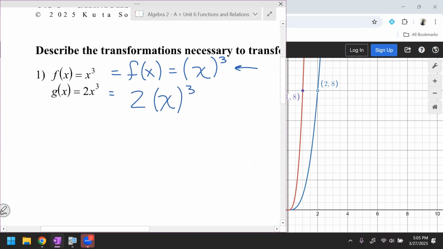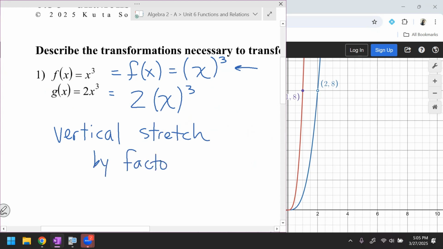And now the 2 we see is outside. It's affecting the output. And so this is a vertical expansion or stretch by factor 2. Okay? Let's go to the next question, because I think now it should start to make sense.